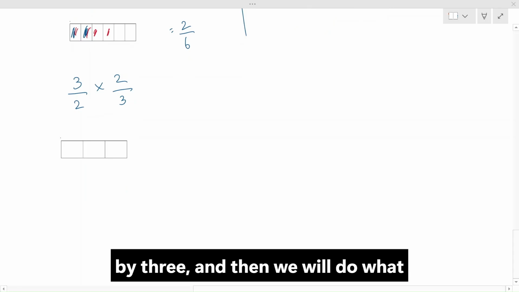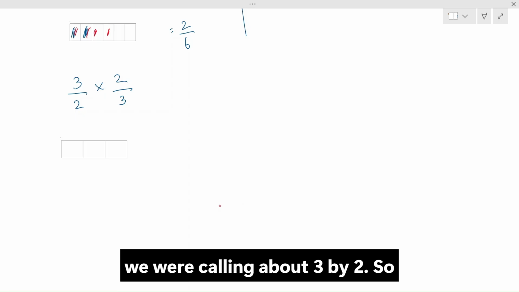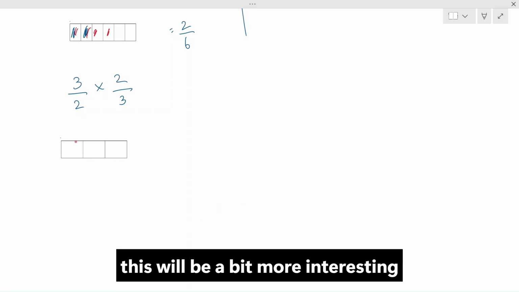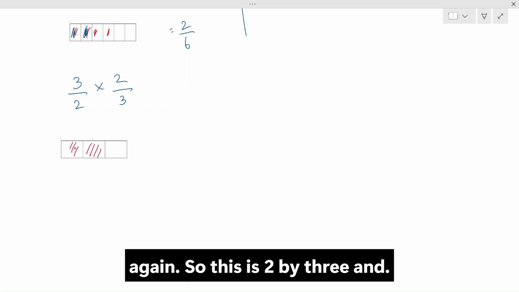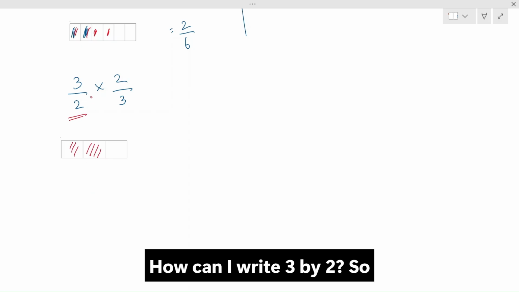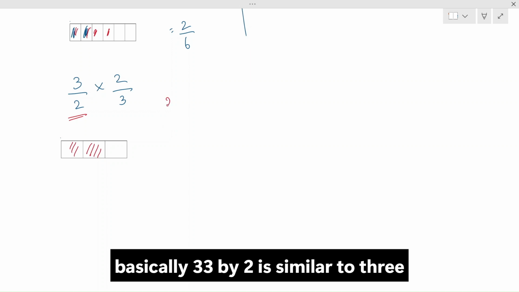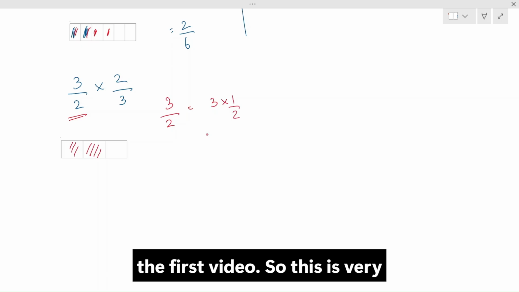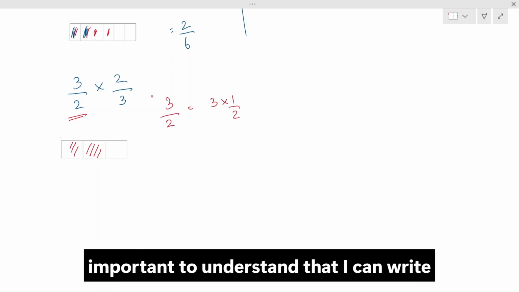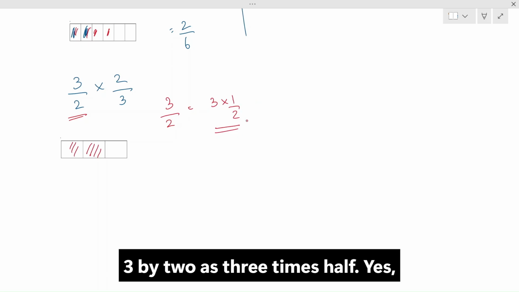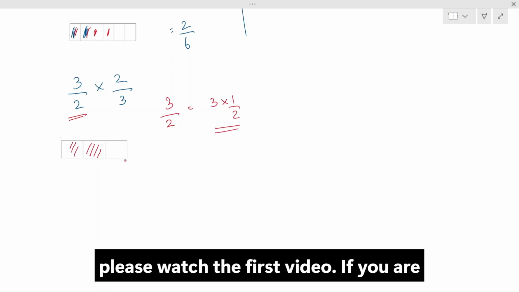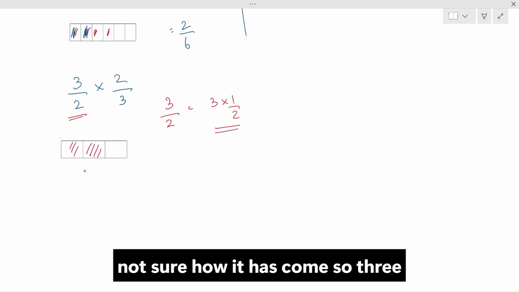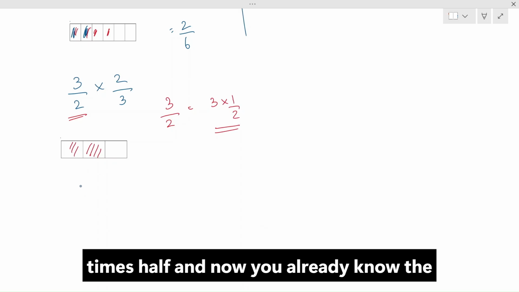So we have 2 by 3, and then we will do 3 by 2. So this will be a bit more interesting again. So this is 2 by 3. And how can I write 3 by 2? Basically, 3 by 2 is similar to 3 times half. This is what we saw in the first video. So it is very important to understand that I can write 3 by 2 as 3 times half. Please watch the first video if you are not sure how it has come. So 3 times half.